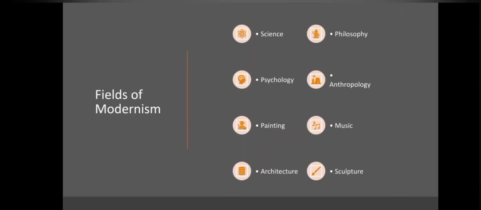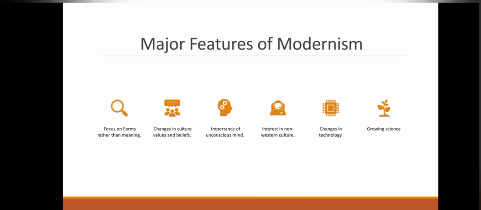Now we will discuss the fields of modernism. As we have seen in our previous ages, there were fields but very limited, but now in the modern age there are a lot of different fields. They include science, psychology, painting, architecture, philosophy, anthropology, music, and sculpture. So these are the different fields of modernism, from which we can see the knowledge was vast. There was a lot of improvement and development because there were multiple fields of subjects, multiple things that people were discovering at that time.